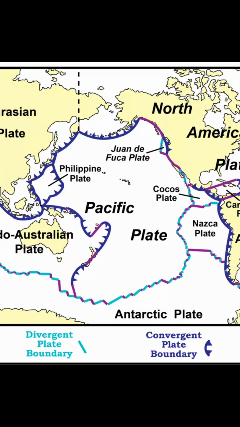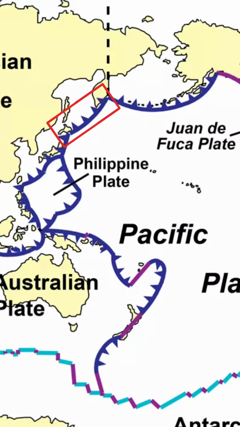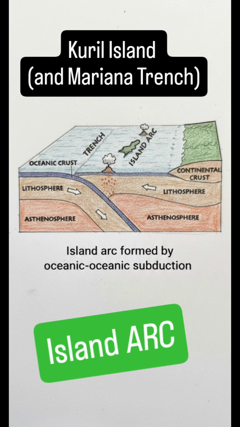In front of you here, you can see the Pacific Plate. This is a huge oceanic plate, also nicknamed the Ring of Fire. So let's zoom in and look at the Kuril Islands. The Kuril Islands are a fantastic example of an island arc. But what actually is an island arc?